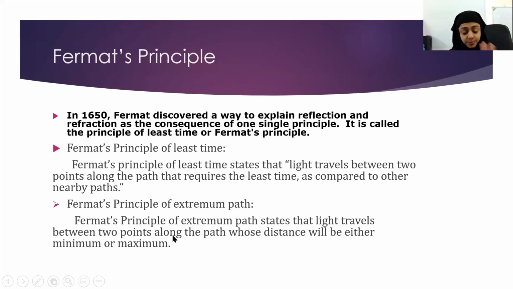Fermat's principle of extremum path states that light travels between two points along the path whose distance will be either minimum or maximum. What is meant by minimum or maximum? It will be either least or the maximum. How can you mathematically show a quantity is minimum or maximum or a constant? How can you show with calculus that some quantity is a constant or a minimum or a maximum?